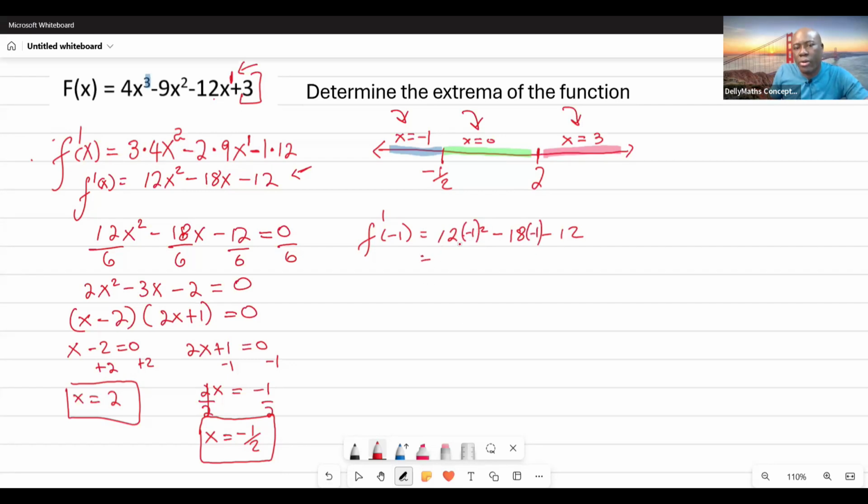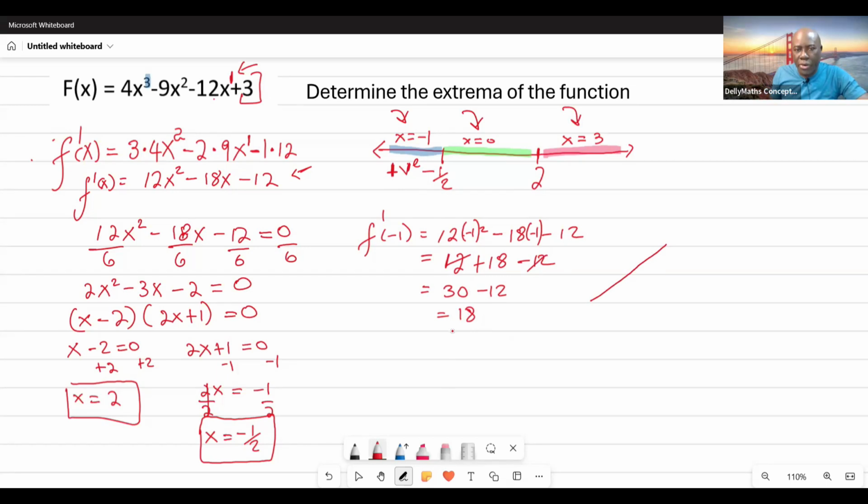So -1 squared will still be positive, so +1 times 12 is 12. And this is going to be +18, and then we take away 12. If you put all of this on our calculator, we get 30 minus 12, and this is 18. As you can see, the positive and negative 12 cancel out. We're left with 18, which is a positive number. So what this is telling me is that in this section, we have a positive, which is okay, right? So we understand that we're going up like that. That's what that means right there.